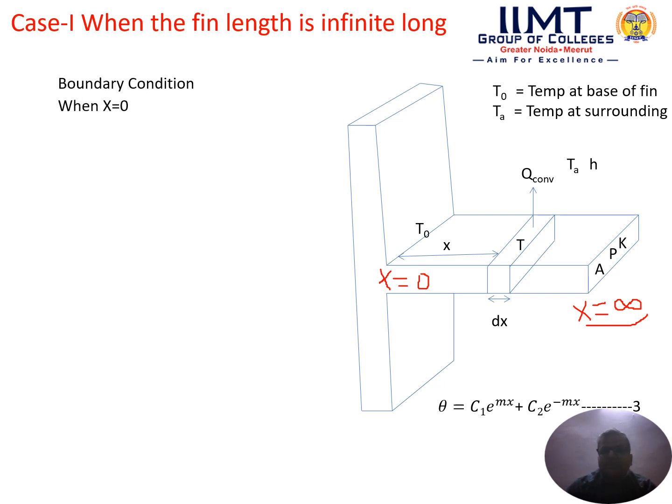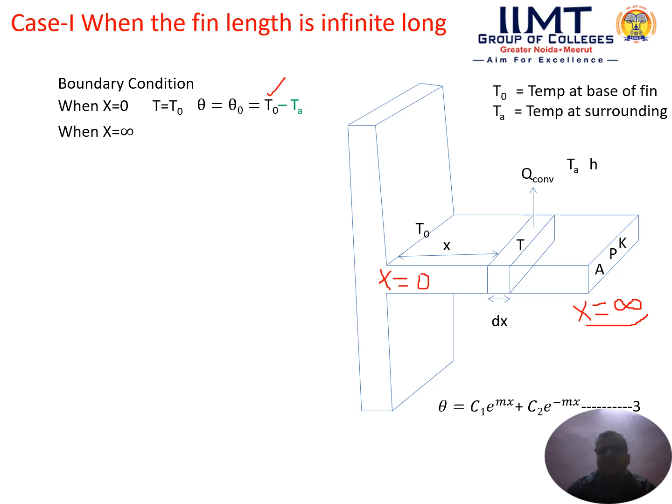First one is what? At x is equal to 0, where we are at the base, the temperature is the base temperature, that is T is equal to T naught. And theta, we assume theta is equal to T minus Ta. In that case, if we put the value of T naught, then theta is equal to theta naught, that is T naught minus Ta. Here T is equal to T naught.